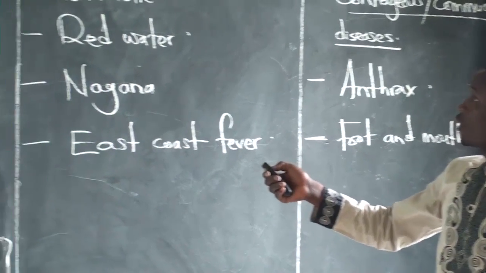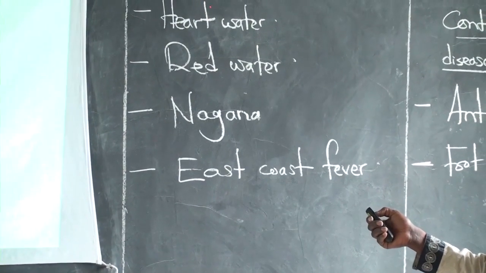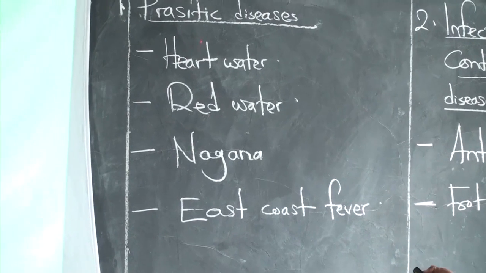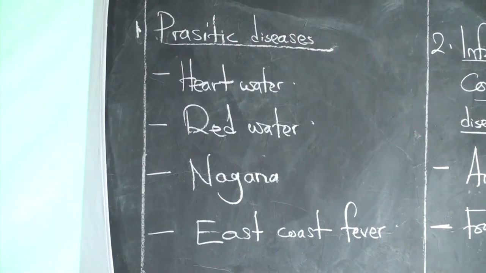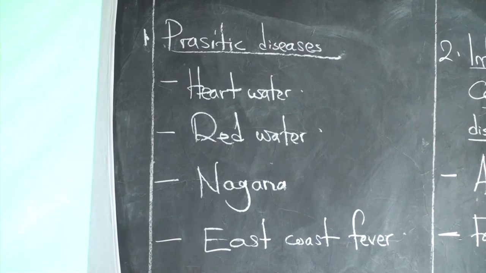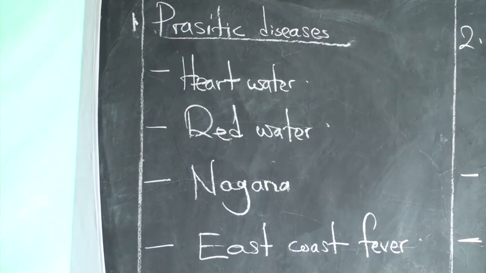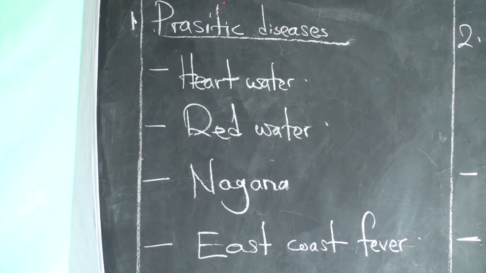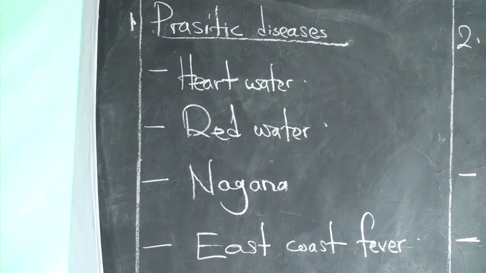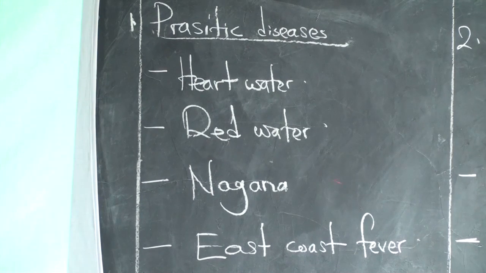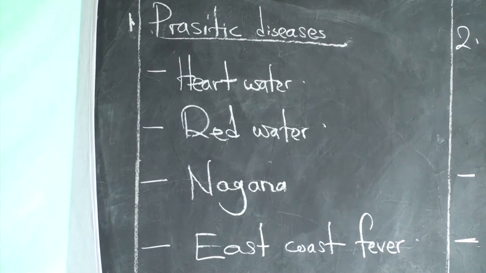Looking back here, we said we can classify diseases that affect cattle and goats into two groups. Those we can call parasitic diseases, those that are spread by parasites like ticks and tsetse flies. These are called parasitic diseases simply because they are spread by parasites, like heartwater, red water, Nagana, and East Coast fever. We shall look at a couple of them as we move ahead.